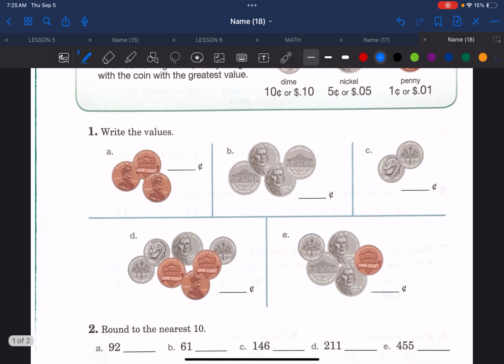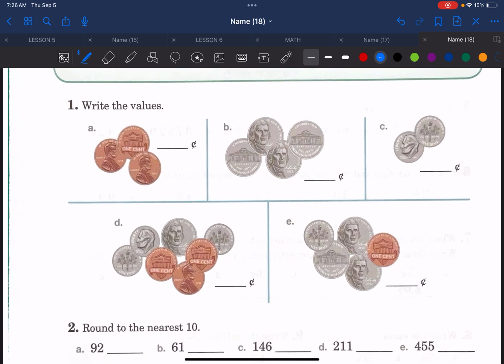So first one, that is penny, pretty easy to notice because it says 1 cent. Okay, so it's also the only one that's a different color. So how many do you have? 1, 2, 3. So it's 3 cents.